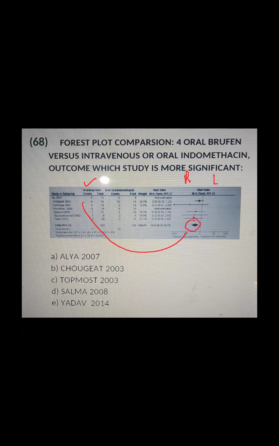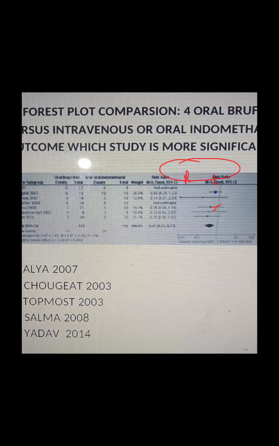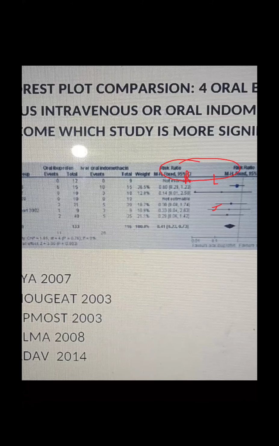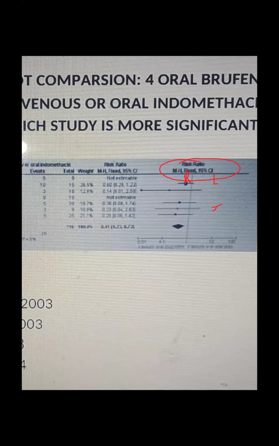Okay, now the second question they ask is, among the different studies, which one is more significant? So those studies which are crossing the midline, they are not significant. Remember it. So if you closely look at their confidence interval as well, before interpreting the confidence interval, you can see which scale they are using.